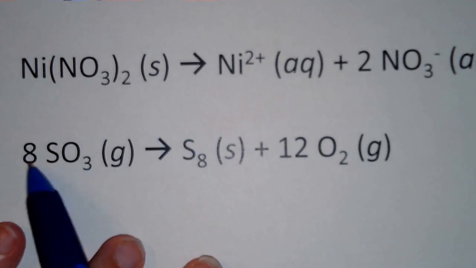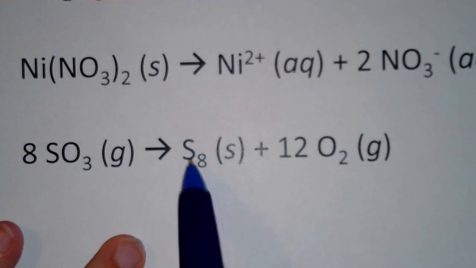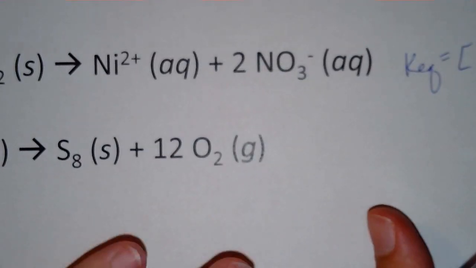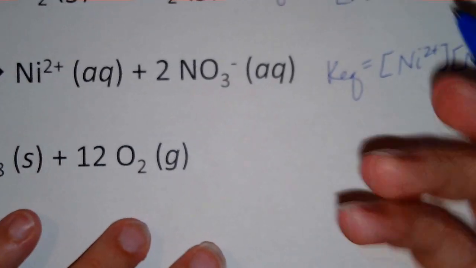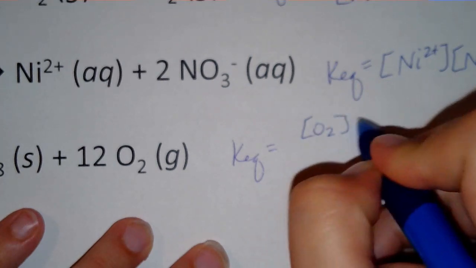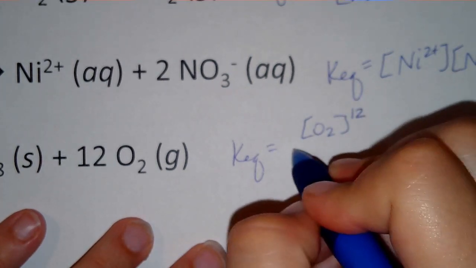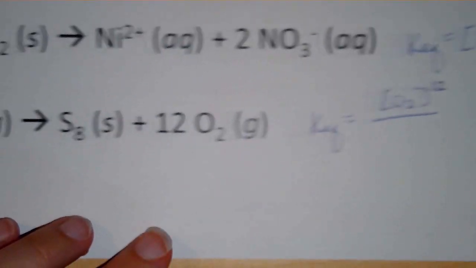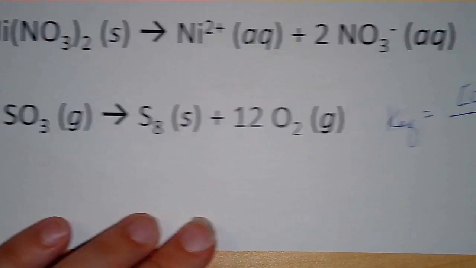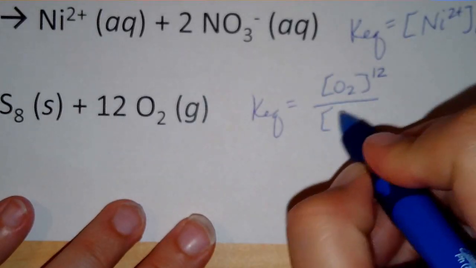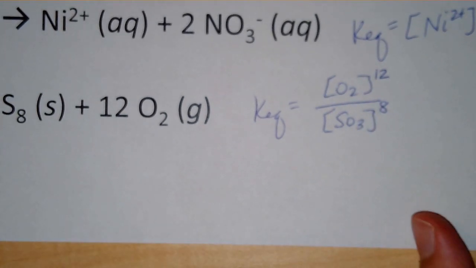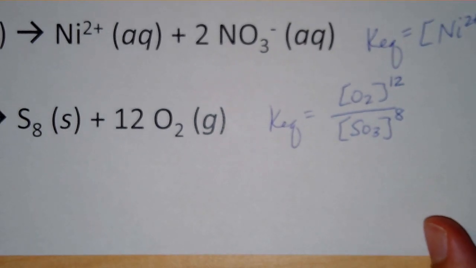Alright, now last one, 8SO3 is a gas, goes to S8 solid plus 12O2, also a gas. So we're going to leave out the solid sulfur. So on top we have O2 gas to the 12th power divided by our reactant SO3 to the 8th power. Okay, so we're leaving out the S8 because it's a solid.